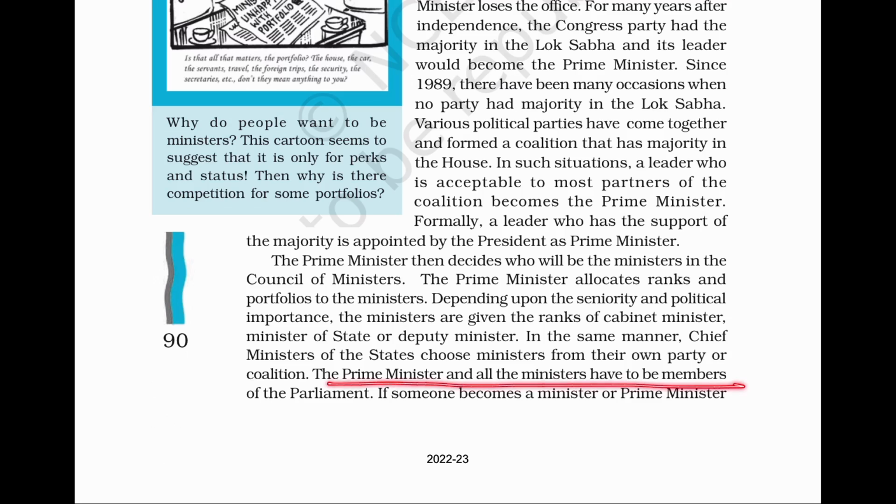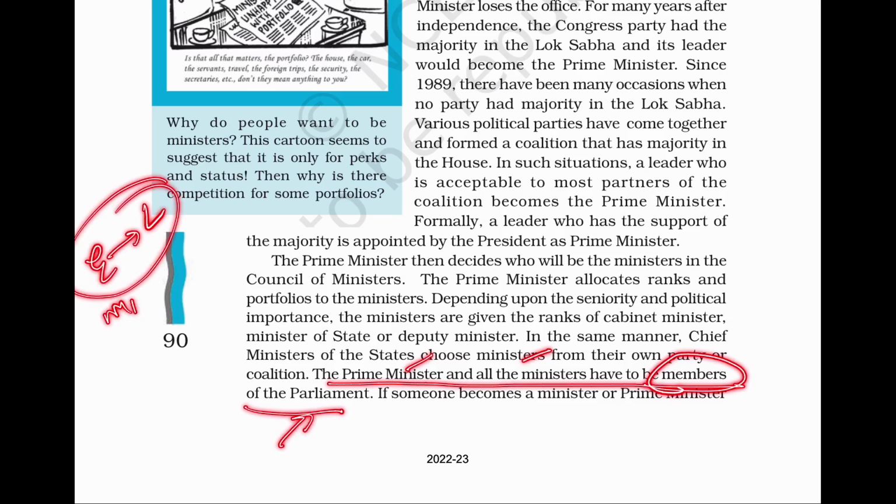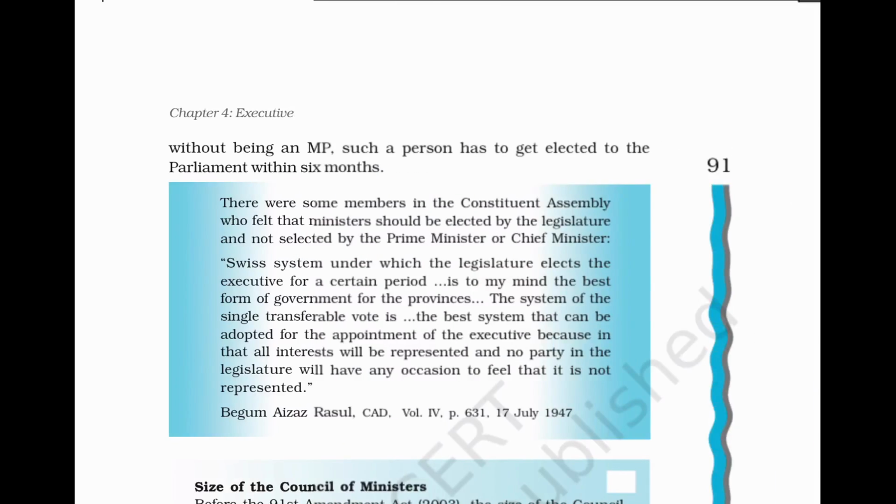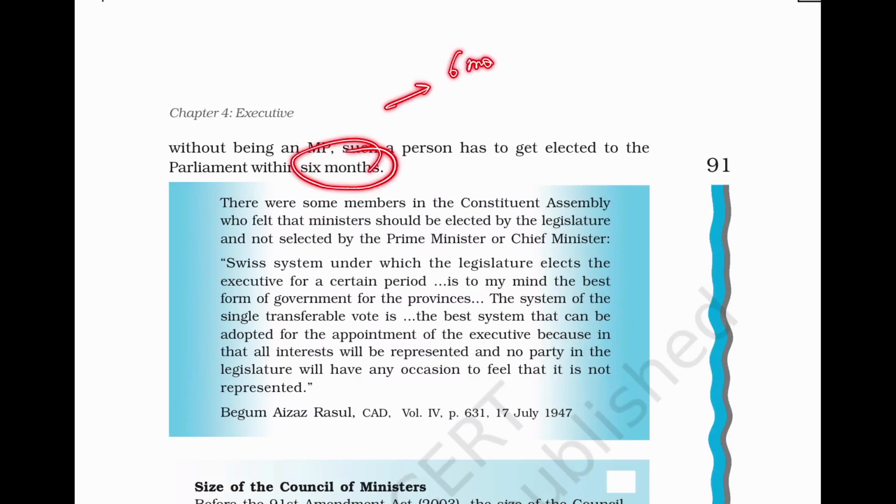Very important feature of parliamentary system is that the executive, which is prime minister and ministers, have to be the members of parliament. So executive is part of the legislature, or basically if you say so, the ministers are also the members. They have to be the members. However, if someone becomes a minister or a prime minister without being an MP, that is also possible, but that is possible only for 6 months.